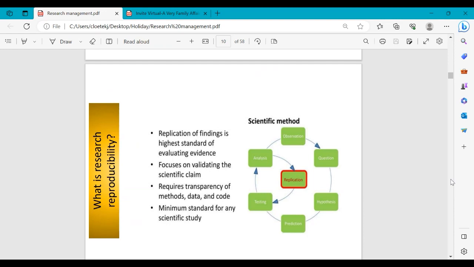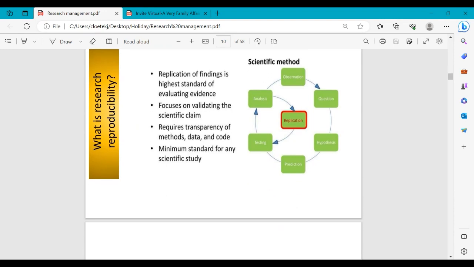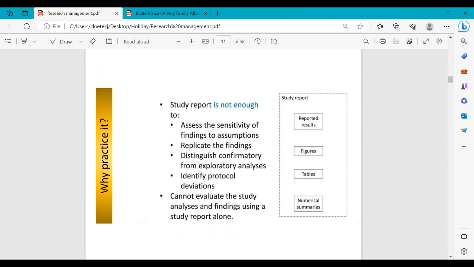Remember, we require transparency in our methods, in our data. Remember what we talked about open data. We need to publish data in an open data repository so that someone else can get access to that data and maybe do some further statistical analysis or use it to complement her or his own data. And this is basically it: research reproducibility is the minimum standard for any scientific study. So this is very, very important to well represent and write up your work.